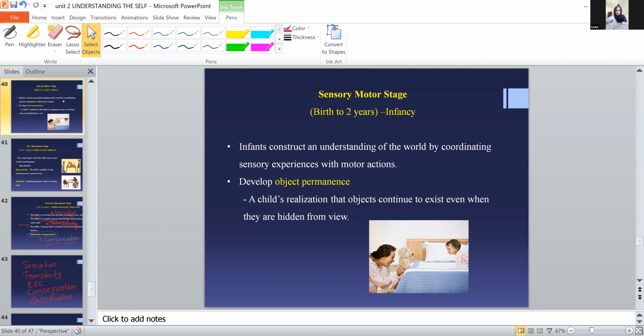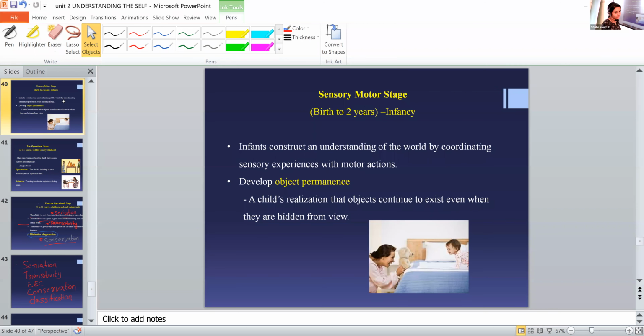Then egocentrism. Then inability of conservation. That is the pre-operational stage. And that is the concrete operational stage, the stage in which we gain some abilities. Which are they? Seriation is there, okay. Transitivity. Then conservation. Classification.